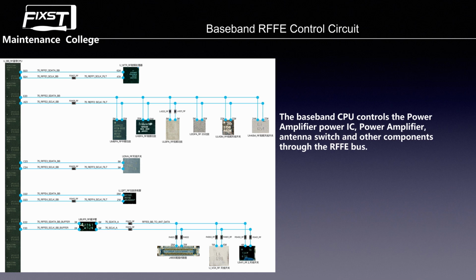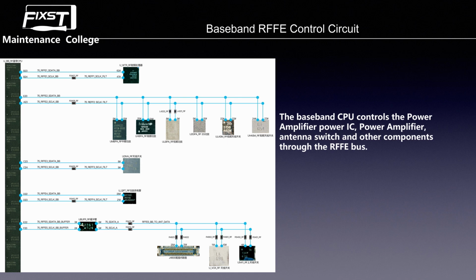And continue go down, you can see the E13 and A23. The baseband CPU use the RFFE2 signal line to control the middle band power amplifier IC and the high band power amplifier IC and the low band amplifier IC and 2G power amplifier and low band antenna switch and high band antenna switch. And go down, you can see the baseband CPU use the RFFE3, this signal line, to control the RF antenna switch.